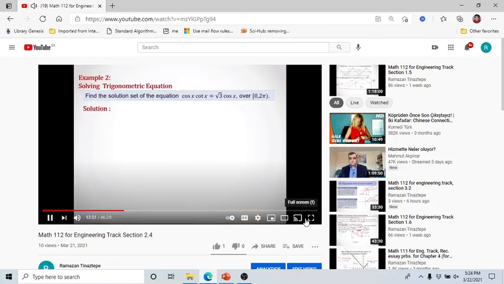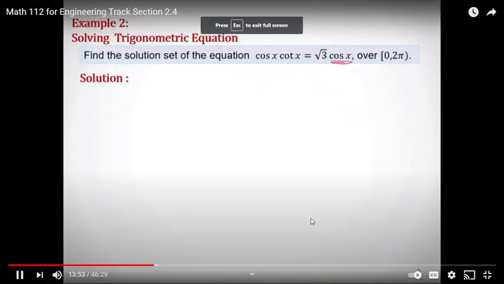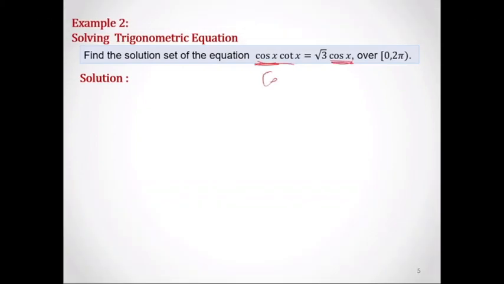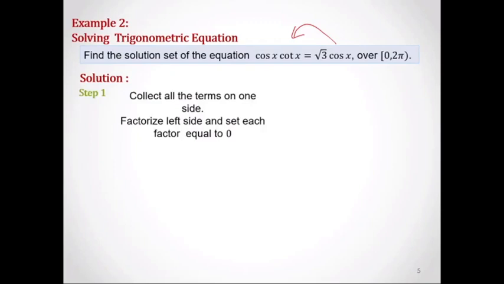The terms here, because we have common terms here, cosine x and cosine x, and don't try to divide them, because if you divide them, then you will lose the cosine x equal to 0 solution. So we never divide both sides by the variable here. We can do just this: send this one to the other side and try to do the factorization. We have common factors.